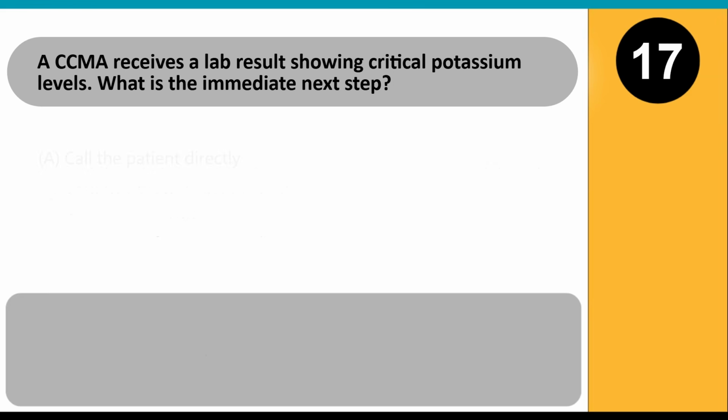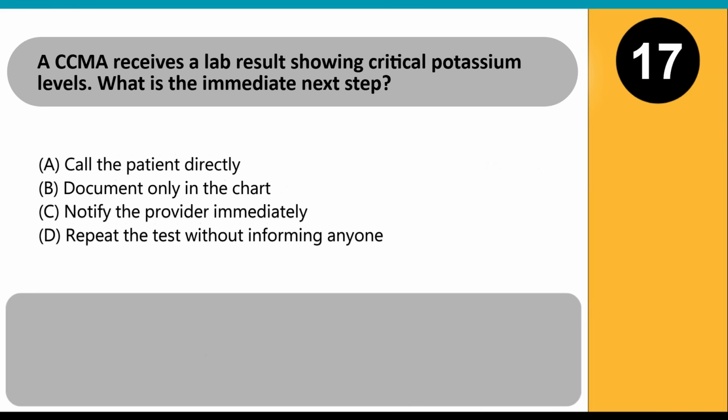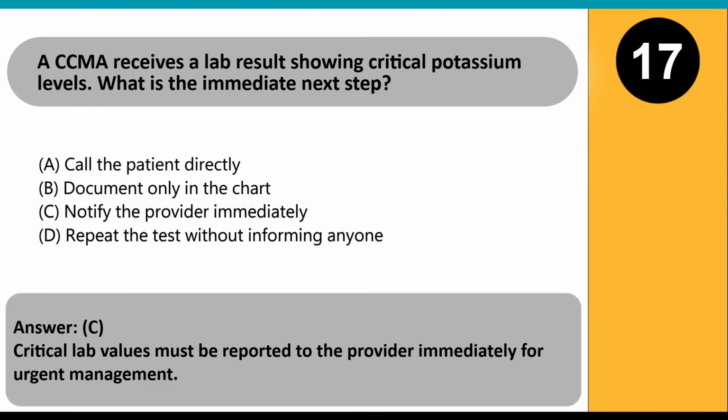A CCMA receives a lab result showing critical potassium levels. What is the immediate next step? A. Call the patient directly. B. Document only in the chart. C. Notify the provider immediately. D. Repeat the test without informing anyone. Answer: C. Critical lab values must be reported to the provider immediately for urgent management.